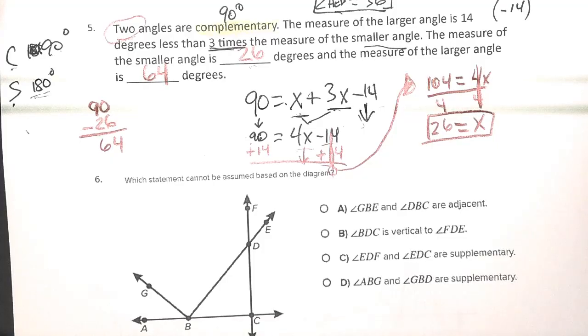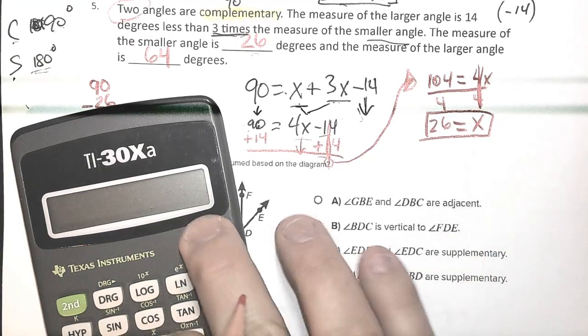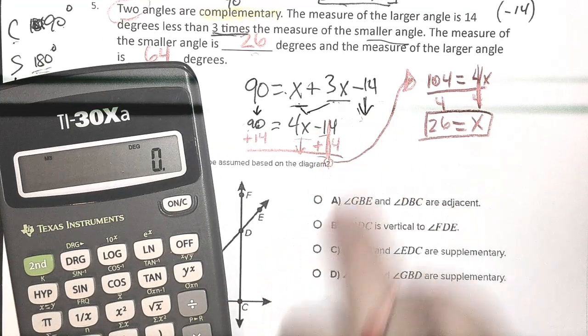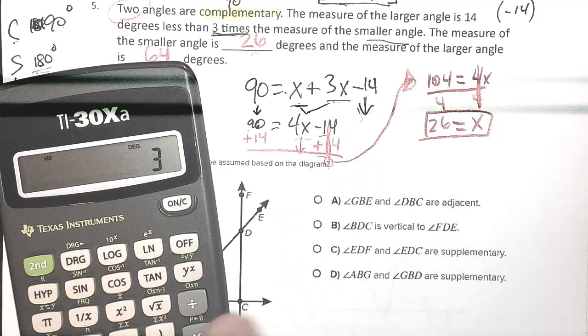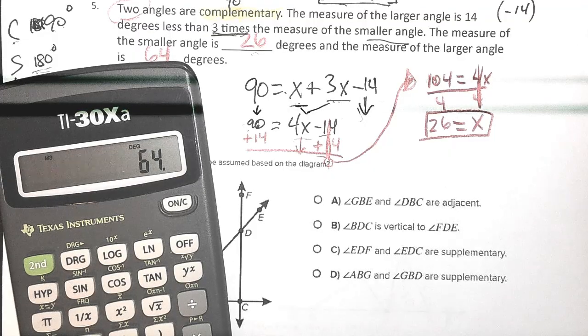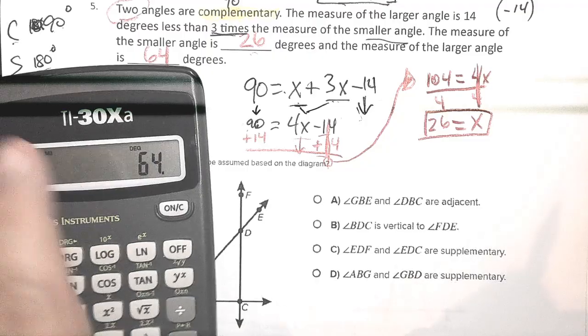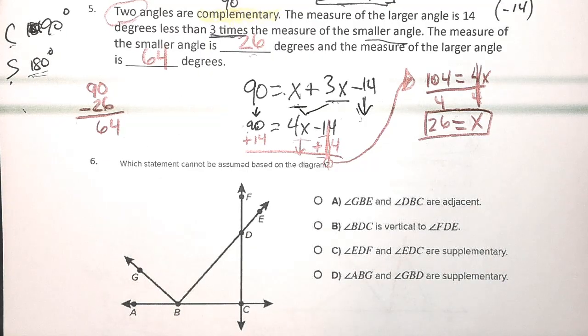But just for giggles, so you guys can see it on the calculator, so 3x minus 14. Remember, 14 less than 3 times. So 3 times 26 minus 14 equals 64, and 64. So there you go. All right, let's do one more.